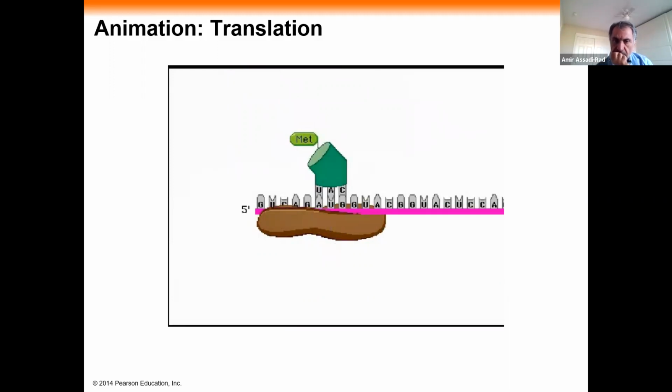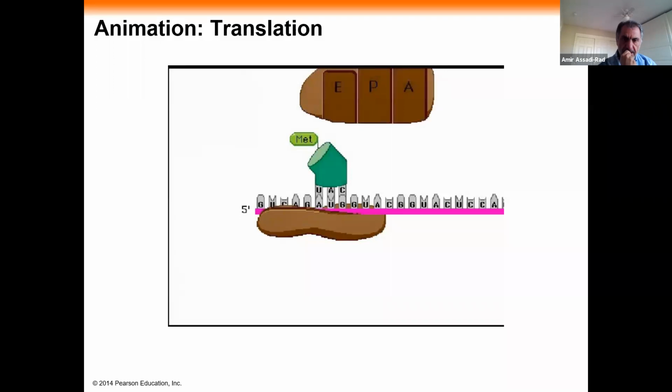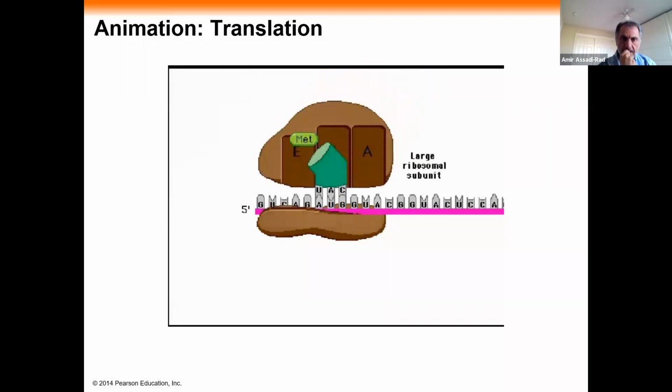Proteins called initiation factors help bring the mRNA, the initiator tRNA, and the small ribosomal subunit together with the large ribosomal subunit to form an initiation complex. The initiator tRNA sits on the P site on the ribosome.